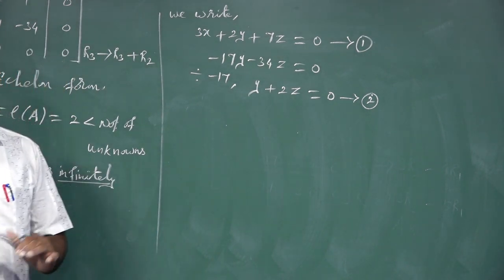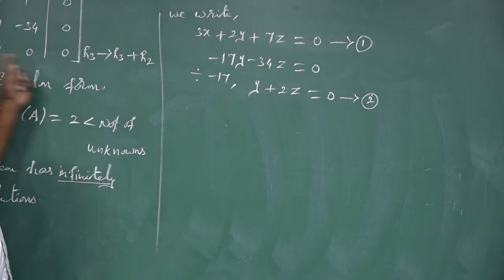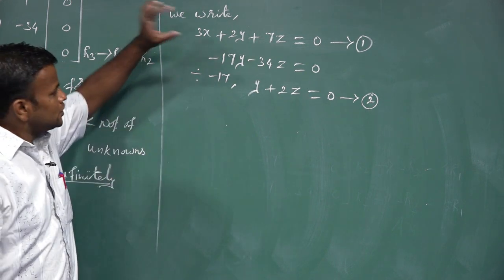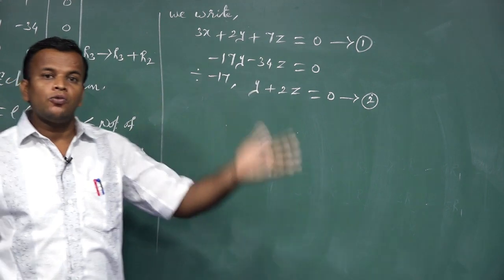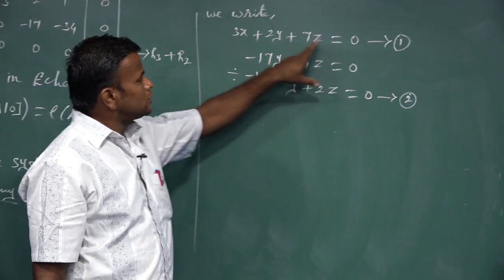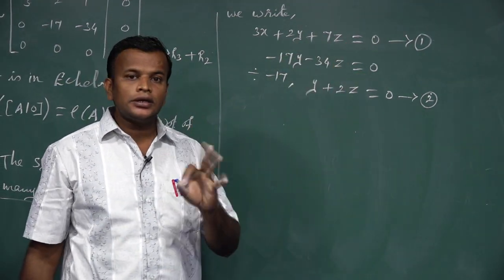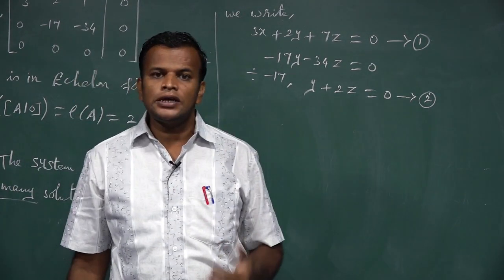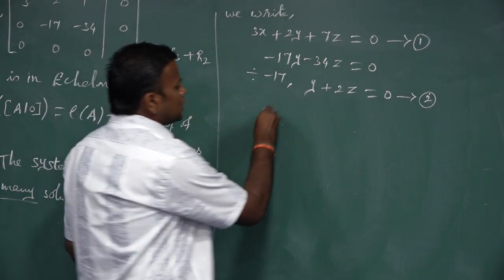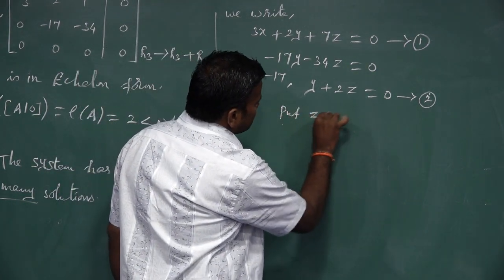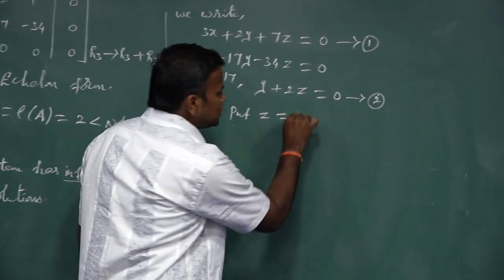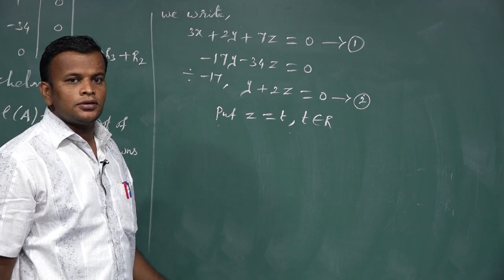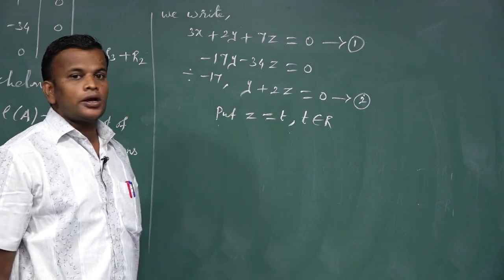Is there any chance to frame a third equation? You see all are 0. Suppose we form 0 is equal to 0. So it has two equations. And how many unknowns? x, y, z. Two equations and three unknowns. How to solve? We assign one variable as a constant. Generally we take the third variable z as t, where t is a real number, t belongs to R.